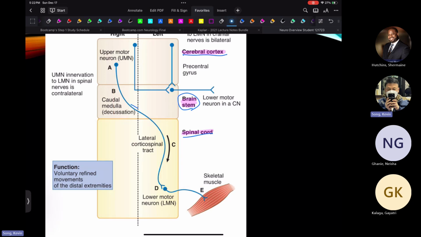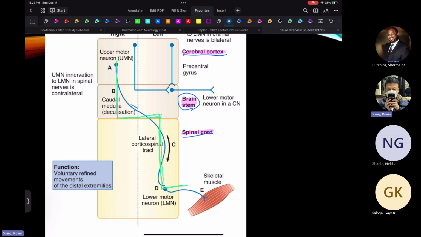So let me just use another color here. Okay, like this. This is the pathway. At the bottom of the medulla, it decussates and then goes down. That makes a big difference. Why? Because it doesn't cross here or anywhere else in the brainstem. It crosses only at the very bottom of the medulla.